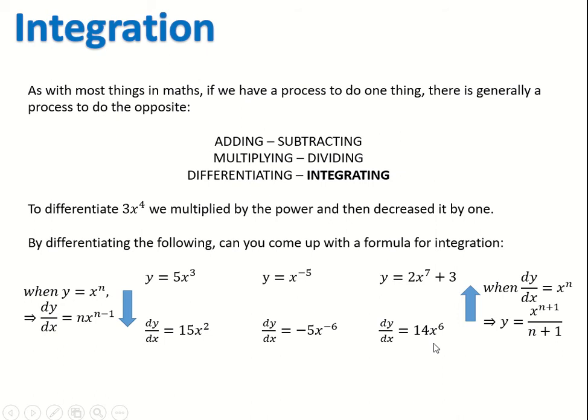Right, the main problem comes from this last one. So 14x to the power of 6. If you increase the power by 1, it becomes 14x to the power of 7. Divide by that new power, and you get 2x to the power of 7. But what about this 3? The fact that when we differentiate, the 3 or any kind of constant that we have just disappears. When we're integrating, we have to be aware of that. We have to take that into account.